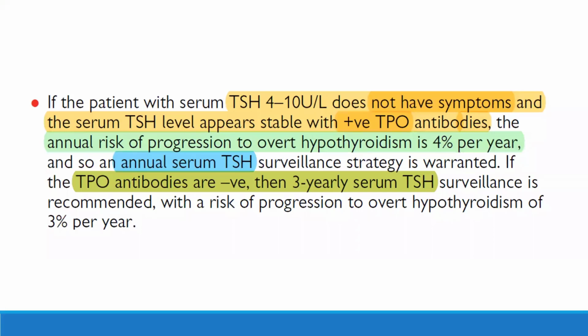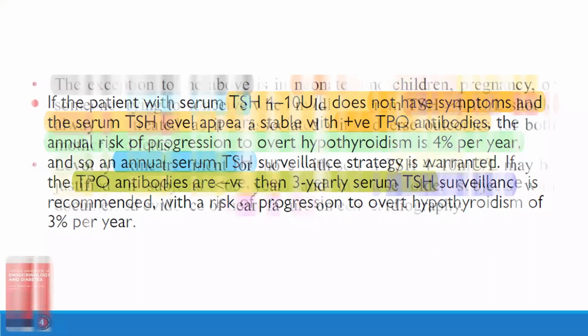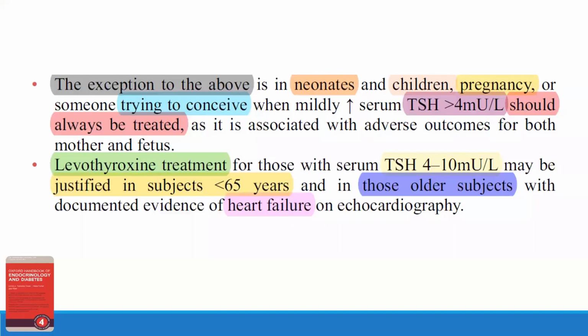Of course, TPO is positive and subclinical hypothyroidism. The progression to overt hypothyroidism is about 5% per year, so we should do an annual serum TSH. If the anti-TPO is negative, we consider a 3-year serum TSH assessment. The exception is in neonates and children, and pregnancy, or any female trying to conceive.